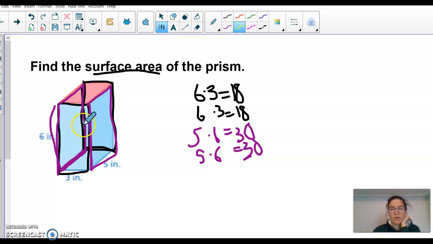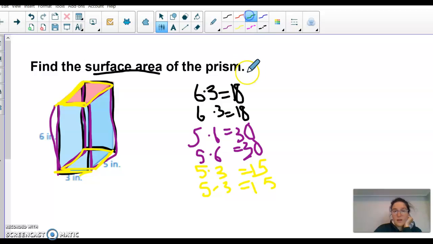So the top and the bottom are left. Here's the top. This length right here is 5, and the base is the 3. So 5 times 3, that's 15. And then the bottom, the height is 5 and the base is 3. So 5 times 3 is 15.